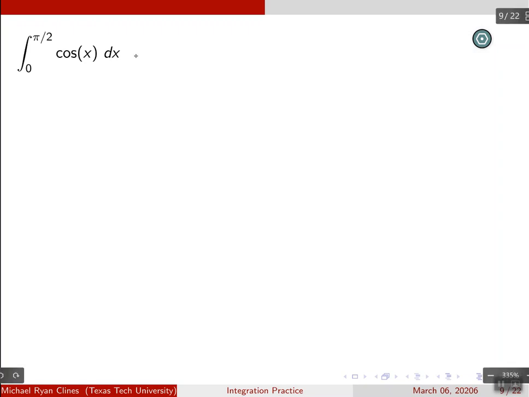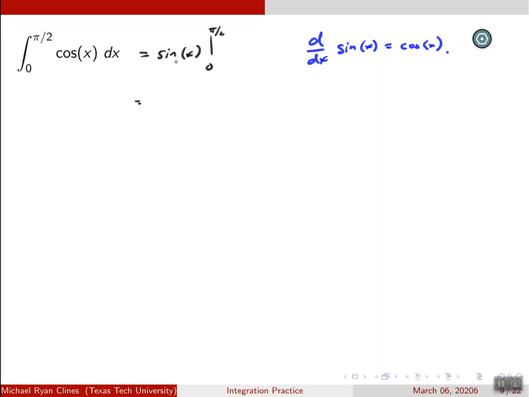So, this integral from 0 to pi over 2 of cosine of x is just equal to sine of x evaluated at 0 and pi over 2. This comes from the fact that the derivative with respect to x of sine of x is equal to cosine of x. And now from here, it's fundamental theorem of calculus time. We just take these two endpoints, plug them into our antiderivative, take their difference. So we get this is equal to sine of pi over 2 minus sine of 0.